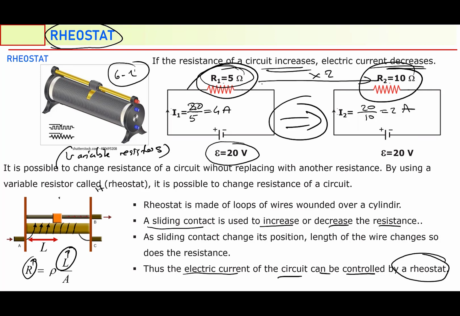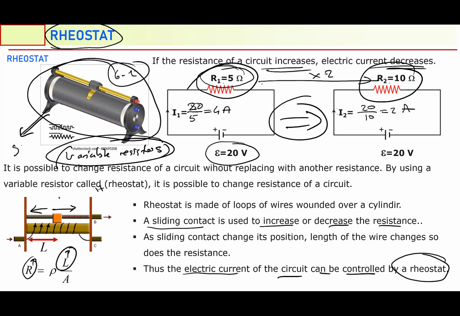So you don't need to open the circuit and close the circuit again. Just by moving the slide back and forth, you can change the resistance of a circuit by using a rheostat. This rheostat is called variable resistor. Its structure is like this. Okay? Variable, yani changeable.